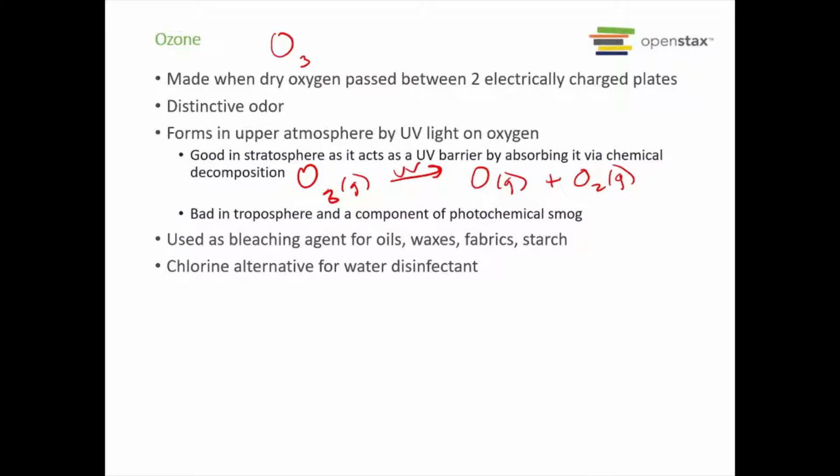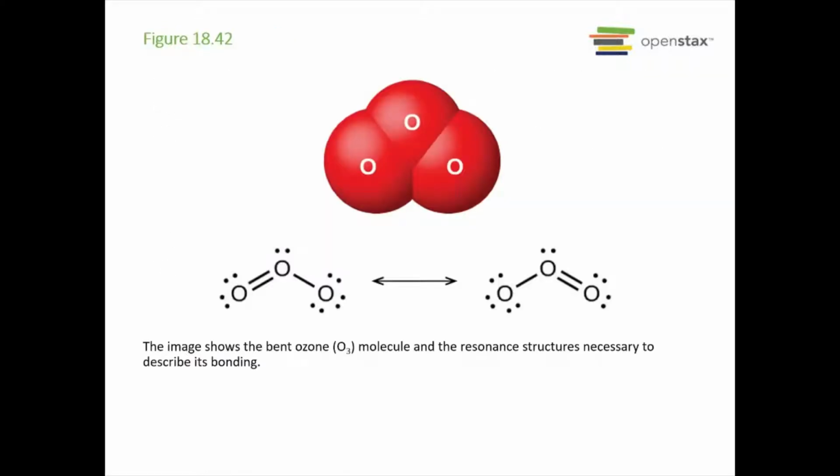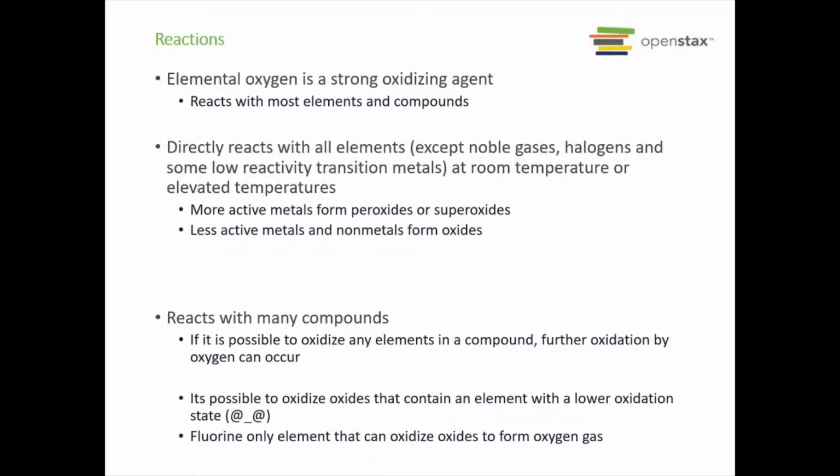Ozone itself is used as a bleaching agent for oils, waxes, fabrics, and starches, and is a chlorine alternative for disinfecting water. This is the structure of the ozone molecule and some resonance structures to show its bonding. So some reactions. Elemental oxygen is a very strong oxidizing agent and reacts with most elements and compounds. Just a quick example. For instance, it'll react with magnesium metal to give us magnesium oxide.